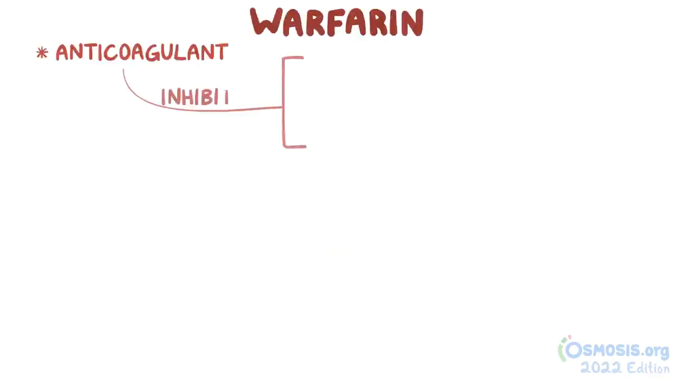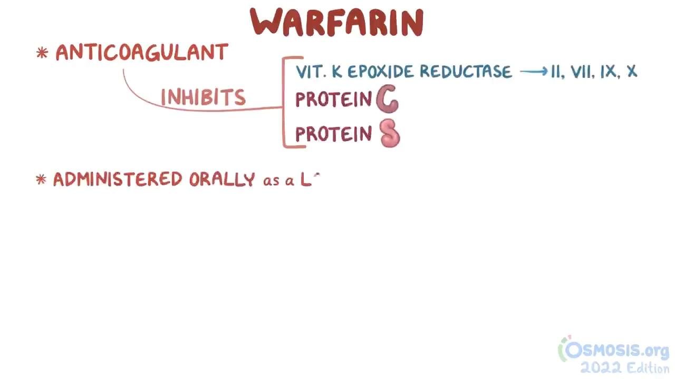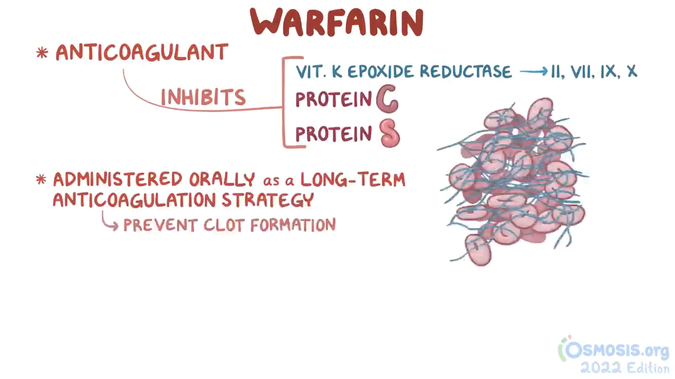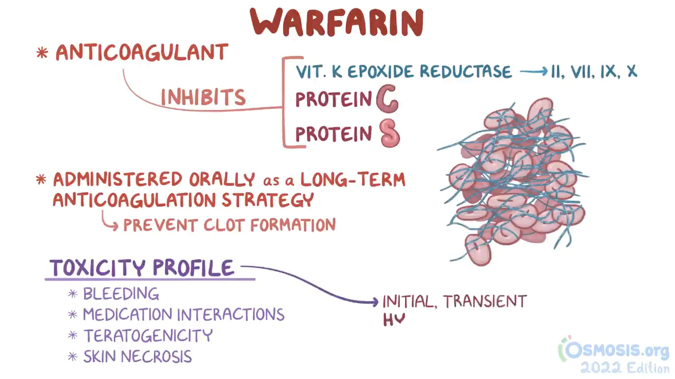Alright, as a quick recap, warfarin is an anticoagulant that works by inhibiting vitamin K epoxide reductase for factors 2, 7, 9, 10, protein C, and protein S. It is administered orally as a long-term anticoagulation strategy to prevent clot formation. Its toxicity profile includes bleeding, medication interactions, teratogenicity, and skin necrosis due to the initial transient hypercoagulation.